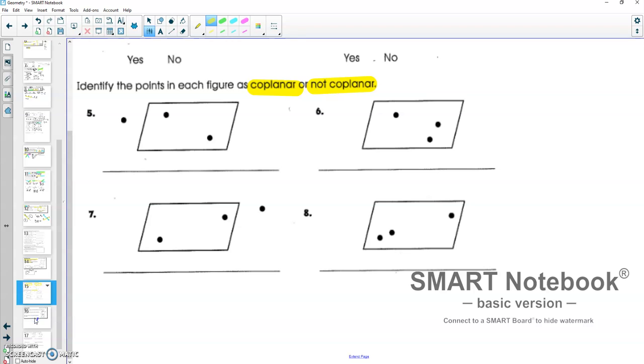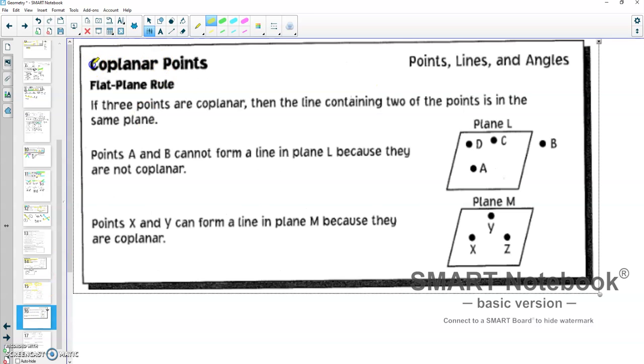Next, let's go to what coplanar points means. We kind of went over it in the beginning, but now we're given the definitions. It's called a flat plane rule. If 3 points are coplanar, then the line containing 2 of the points is in the same plane. Okay, so let's look at this example and see what they say.